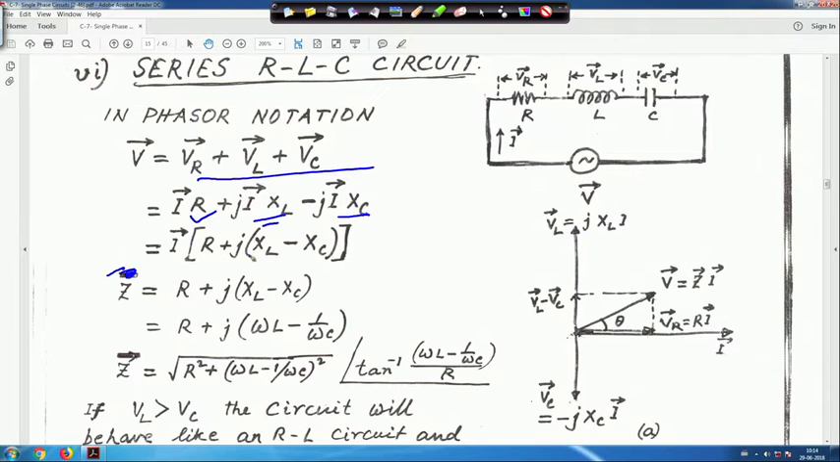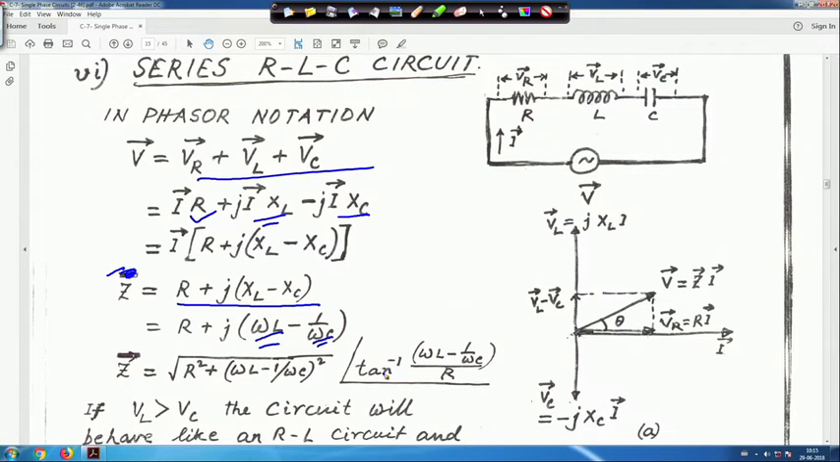So Z is equal to R plus j(XL minus XC), where XL is equal to L omega and XC is equal to 1 upon omega C. Its magnitude, as a complex quantity, will be the square root of R squared plus (omega L minus 1 upon omega C) squared, and the angle will be tan inverse of (omega L minus 1 upon omega C) by R.